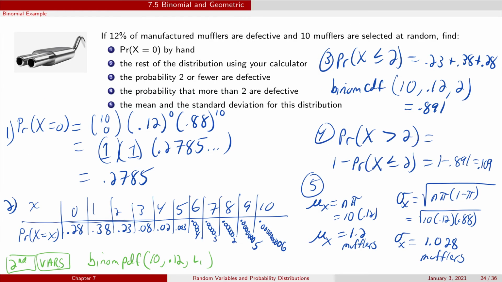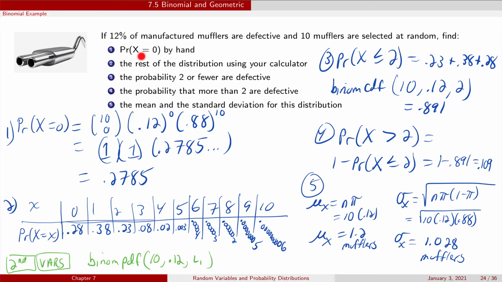Okay, the next 2 slides are going to walk through an example of a binomial on this one and then a geometric on the second one. So 12% of manufactured mufflers are defective and 10 mufflers are selected at random. So our fixed number of trials is 10 mufflers. The probability of getting a defective muffler, we're going to call that success, even though you wouldn't generally associate a defective muffler as being successful. But the probability of success is 0.12, and now we're going to answer these questions.